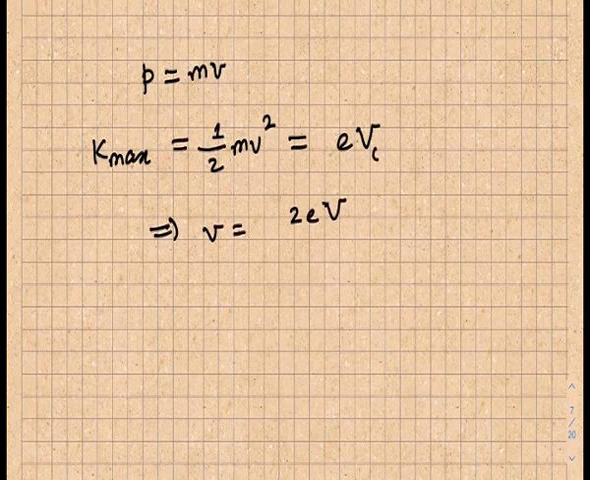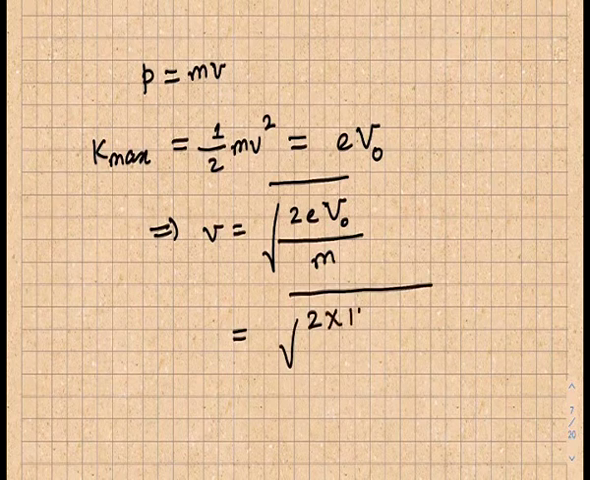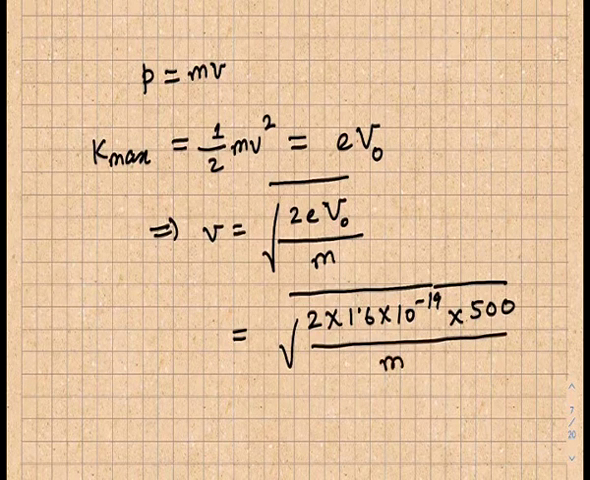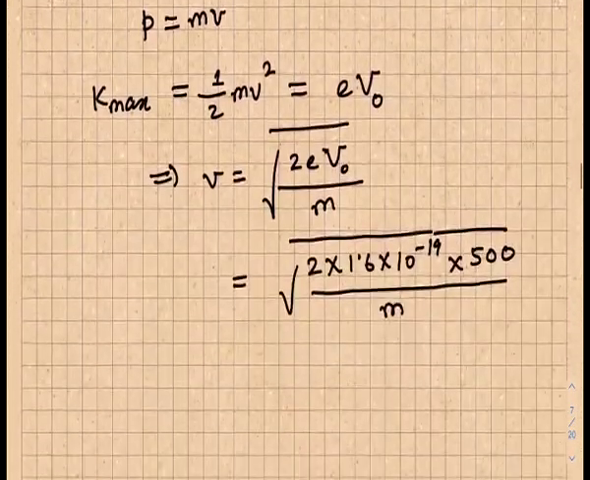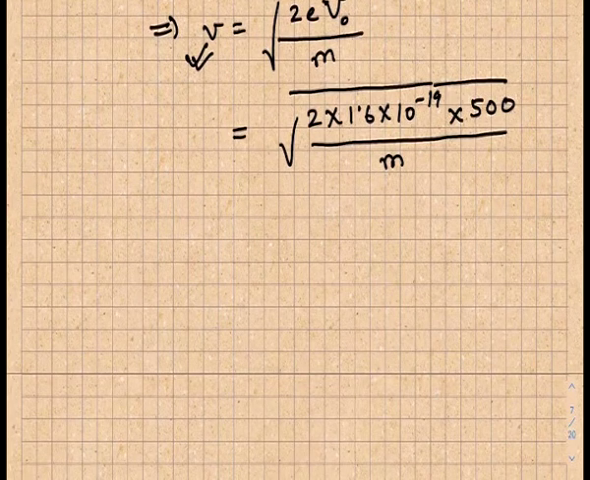Therefore your v would be equal to the square root of 2eV0 divided by m. Okay, you don't get confused with this, so let me use this symbol V0. If I do the maths, then the velocity would be the square root of 2 into 1.6 into 10 to the power minus 19, and V is 500, and m is 9.1 into 10 to the power minus 31 kilogram, that's what you have to use. So therefore you know the momentum.